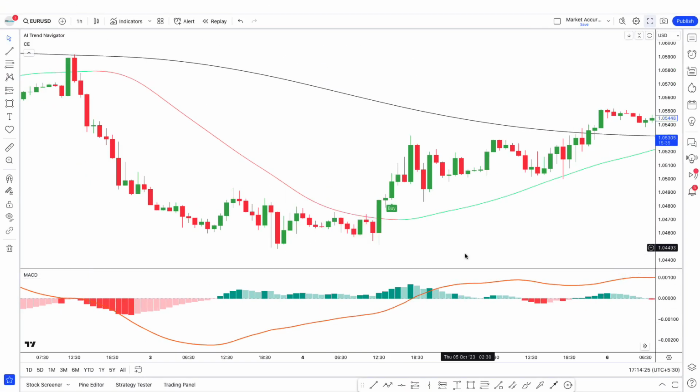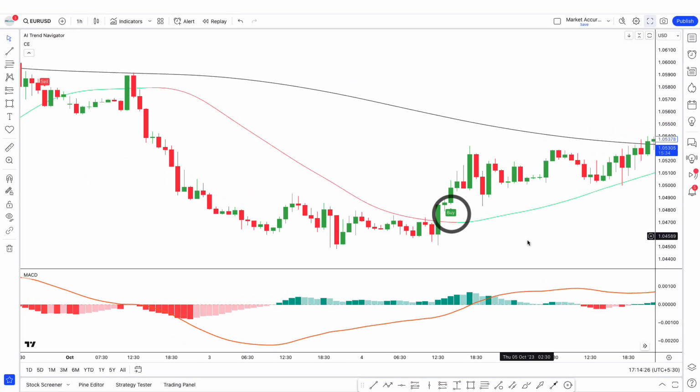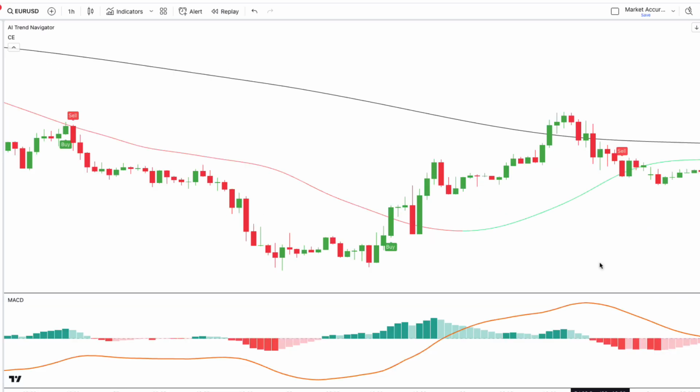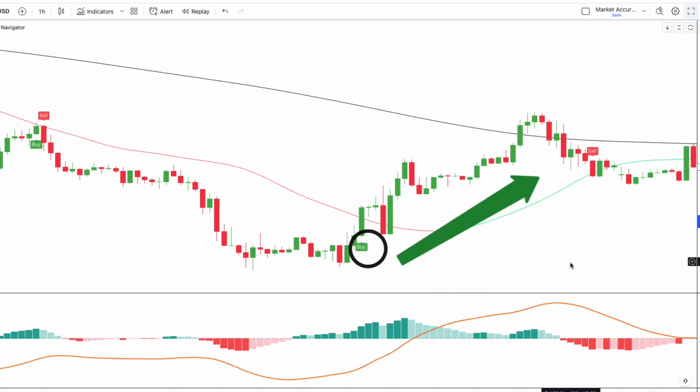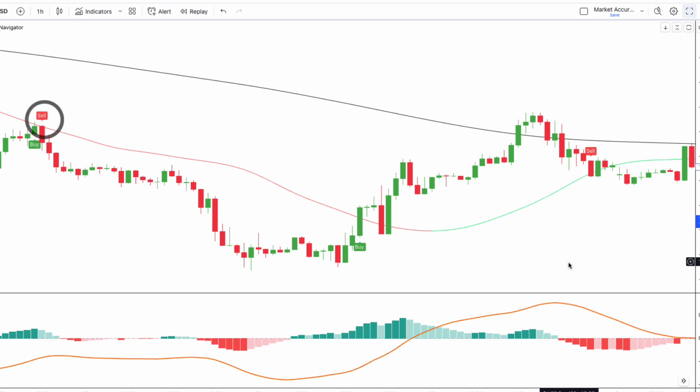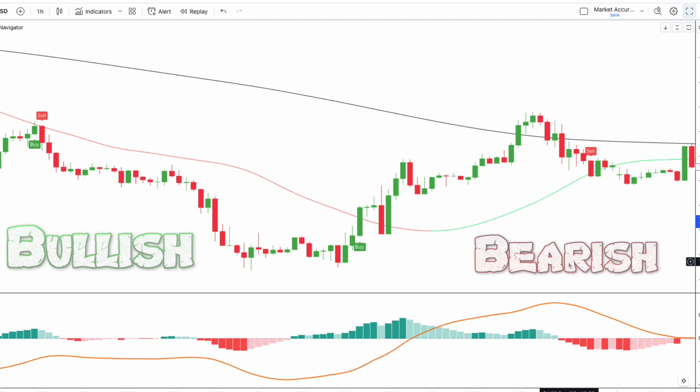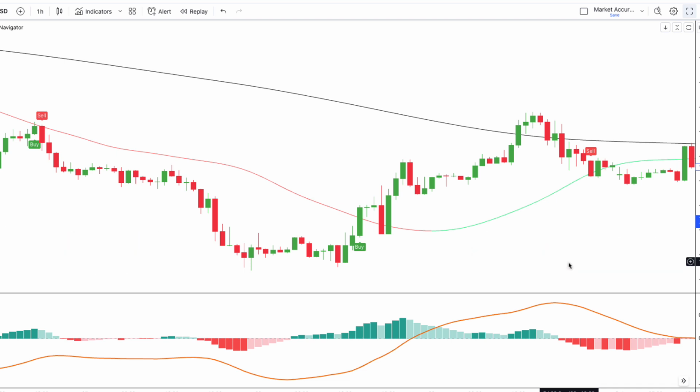The Chandelier Exit indicator is going to be giving us the buy and sell entry signals. When it says buy, we're going to buy. When it says sell, we're going to sell. The AI Trend Navigator is going to be used for long-term trend confirmations as well as to identify pullbacks in the market for us to use to enter long and short positions. Then the MACD is going to be used to ensure that there is enough bullish and bearish momentum in the market before we enter any positions.